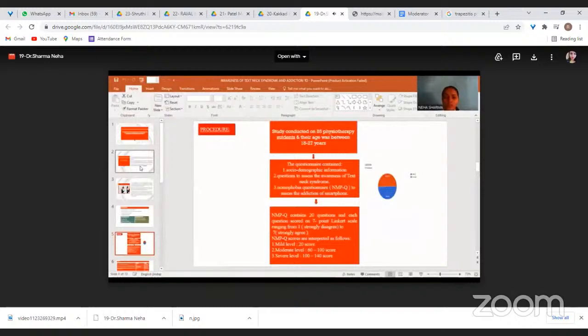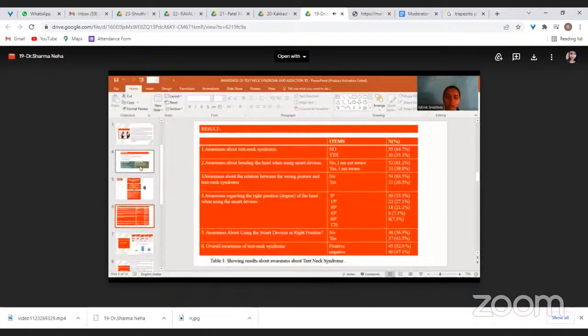Procedure. The study was conducted on 85 physiotherapy students between 18 to 27 years of age, 43 female and 42 male. The questionnaire contains first socio-demographic information, second a question to assess the awareness of text-neck syndrome, and third a nomophobia questionnaire to assess smartphone addiction. The nomophobia questionnaire contains 20 questions, each scored on a 7-point Likert scale ranging from 1 strongly disagree to 7 strongly agree. Nomophobia scores are interpreted as follows: mild level 20, moderate level of nomophobia 60 to 100, and severe level of nomophobia 100 to 140.